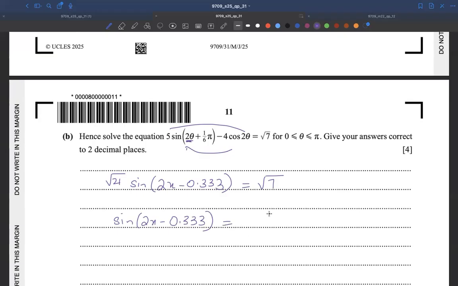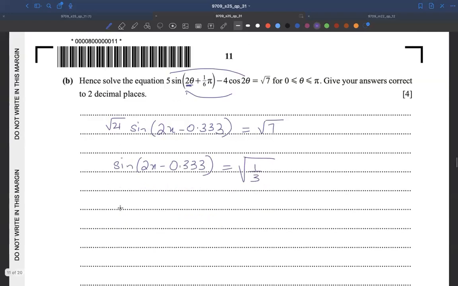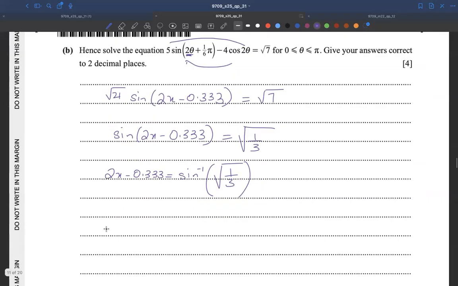That would be equal to root 1 upon 3. And then 2x minus 0.333 would be equal to sine inverse of root 1 upon 3. Substituting this in the calculator, sine inverse of root 1 over 3 is coming out as 0.6154. So we'll get 2x minus 0.333 equals 0.6154. Now we have to be within 0 and pi over here.